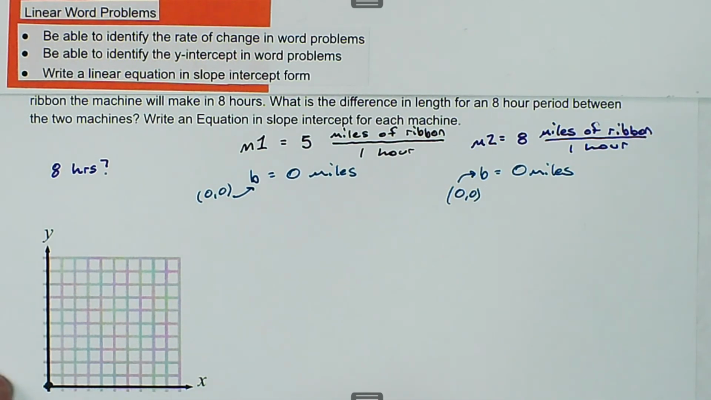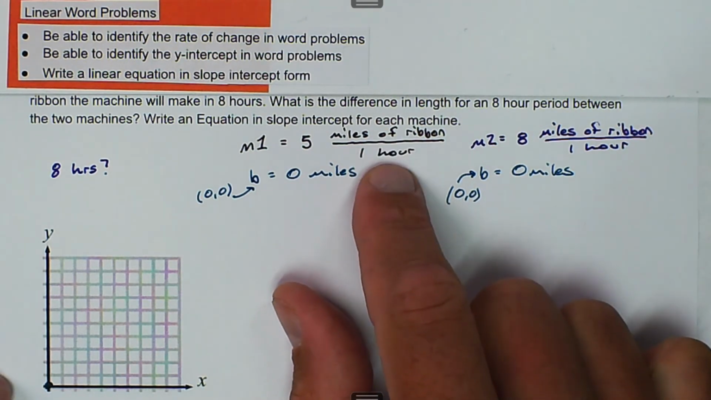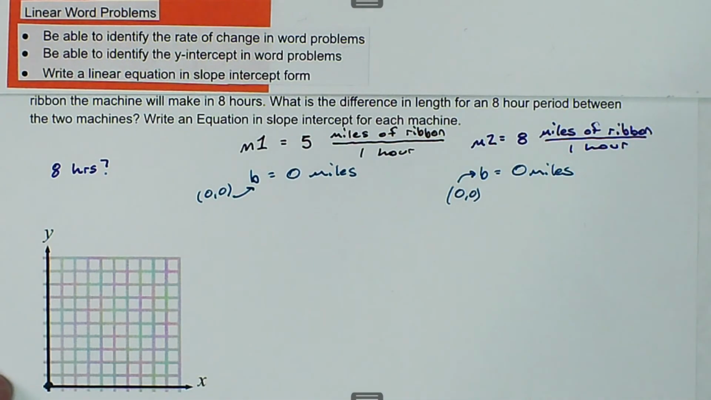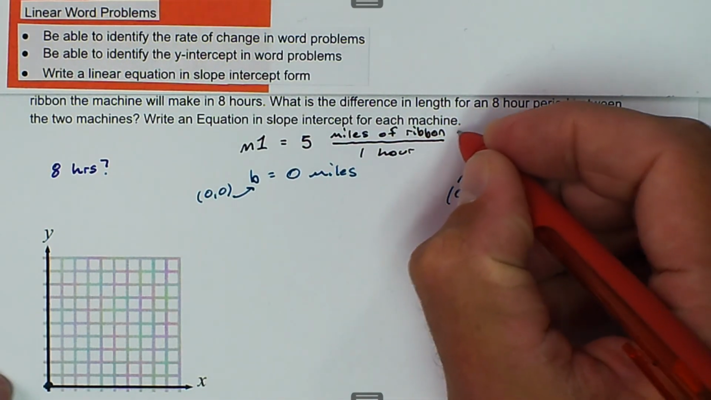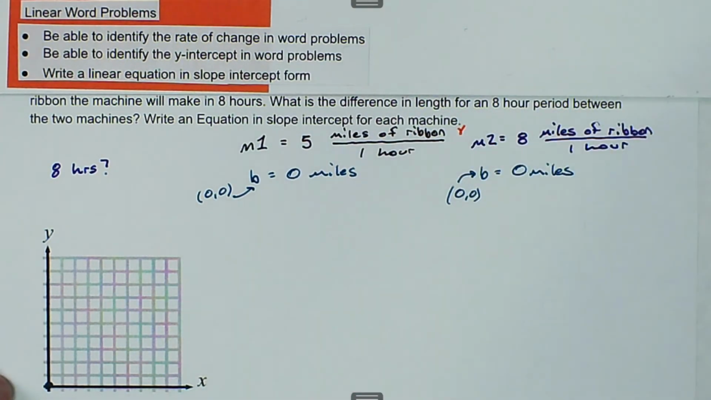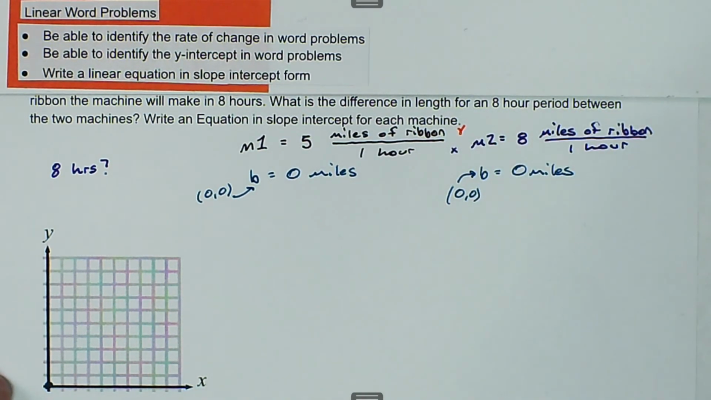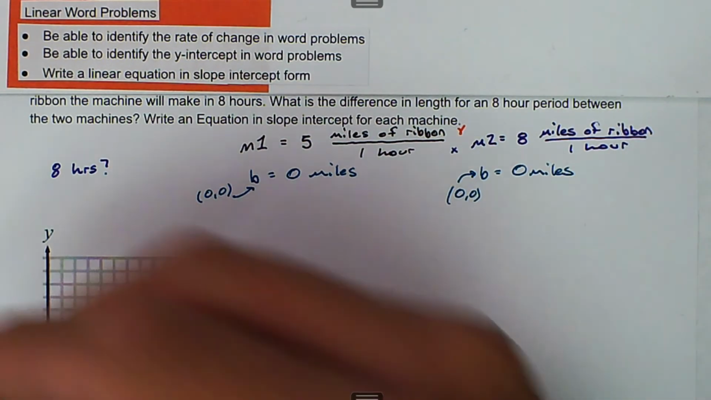Now, the other thing we need to identify is our x-axis and our y-axis. One thing that really helps us out is time is usually the x-axis, but the other thing that always helps us out is we have the y units in the numerator of the slope, and the x units in the denominator. So the x units in this case are going to be hours, and the y units are going to be miles of ribbon.